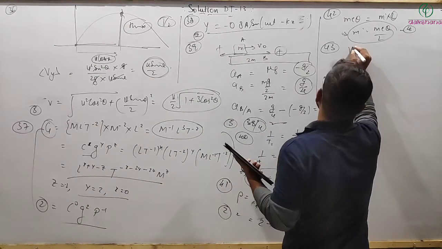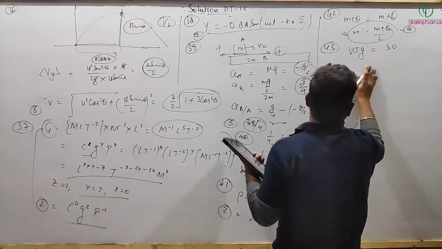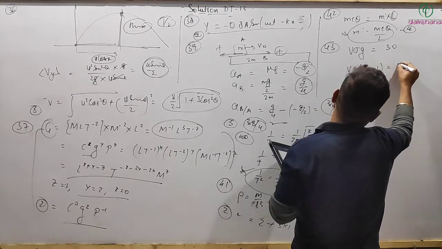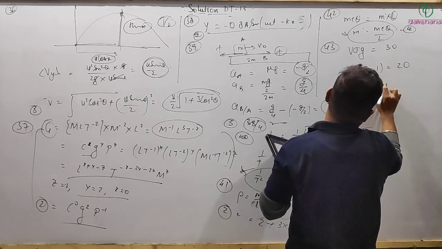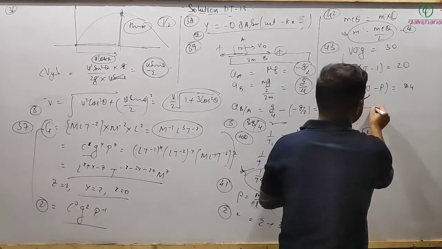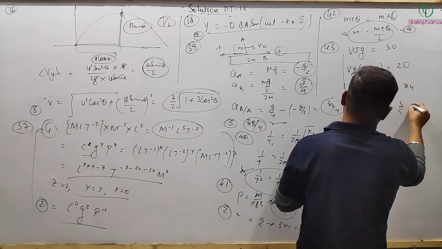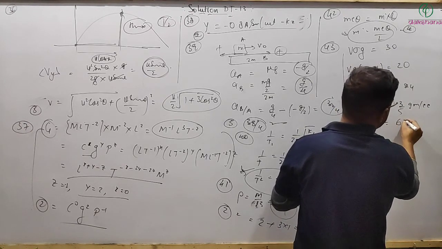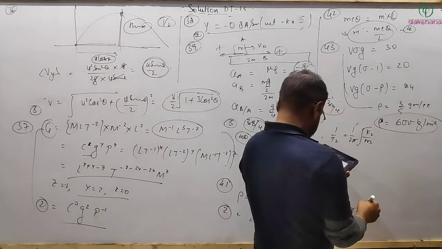So in air, V into sigma, let's say the density of the object, into g is equal to how much? 30 Newton. When it's in water, V into g into (sigma minus 1) is equal to 20 Newton, and then V into g into (sigma minus rho, the density of that liquid) is 24 Newton. Simplifying all this, rho is coming out to be 3 by 5 gram per cc, and that can be converted: rho is equal to 600 kg per meter cube, and that's matching with option number 2.